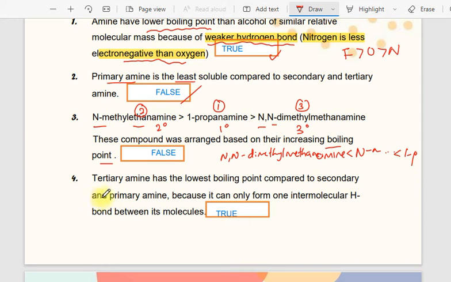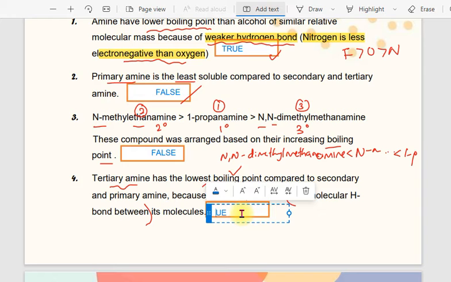Let's check question number 4. Tertiary amine has the lowest boiling point. Yes, because just now we know tertiary amine has the lowest boiling point compared to secondary and primary amine. Initially I just look at the first statement: tertiary amine has the lowest boiling point. Correct. But because it says it can only form one intermolecular hydrogen bond, the answer should be false, since the reason is not correct.